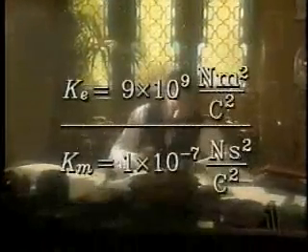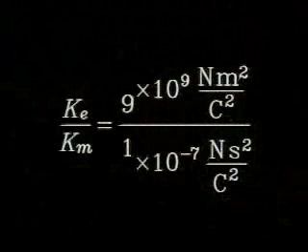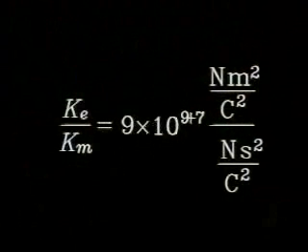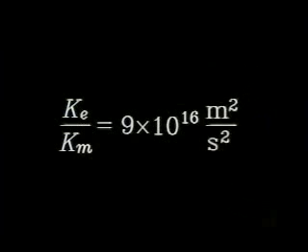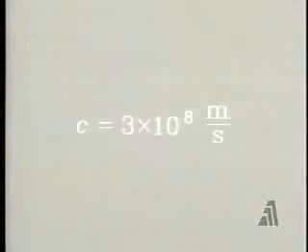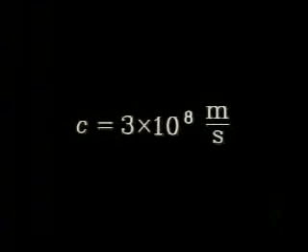But the question is, how? The ratio, K sub E divided by K sub M, has the units meters squared over seconds squared. In other words, the square of a speed. But what speed? Its square is 9 times 10 to the 16th meters squared per second squared. Divide the electric constant by the magnetic constant. And there it is, the speed of light.